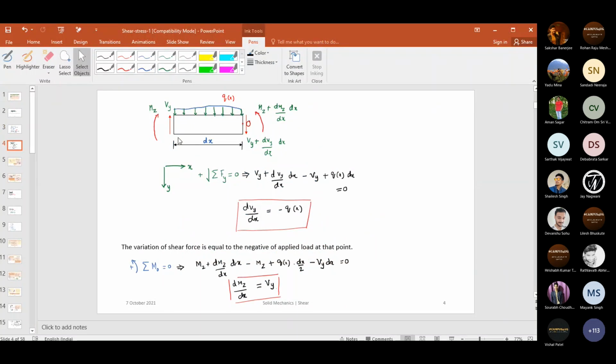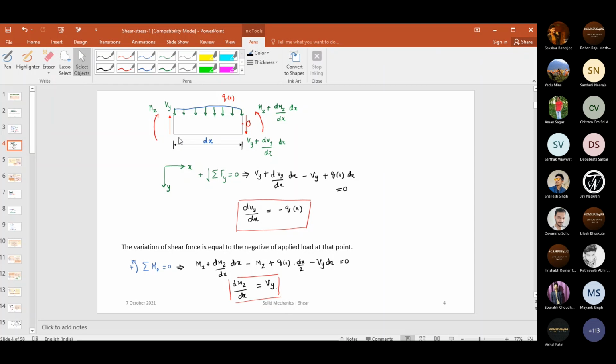So, yes. The bending moment is a function of x also and z also. Z it won't be, no? Okay, it is only in the z direction. It's not a function of z.